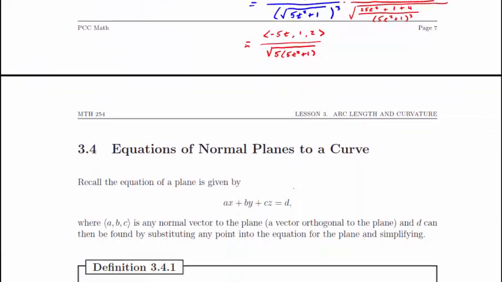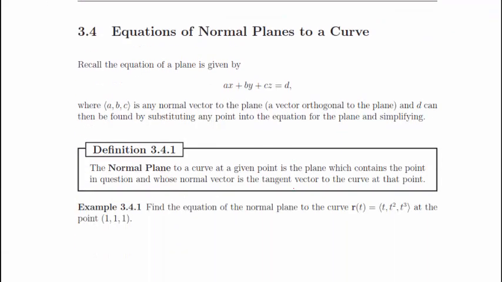Equations of normal planes to a curve. So recall that the equation of a plane is given by ax plus by plus cz equals d, where the vector abc is any normal vector to the plane, a vector orthogonal to the plane, and d can then be found by substituting any point into the equation for the plane and then simplifying.